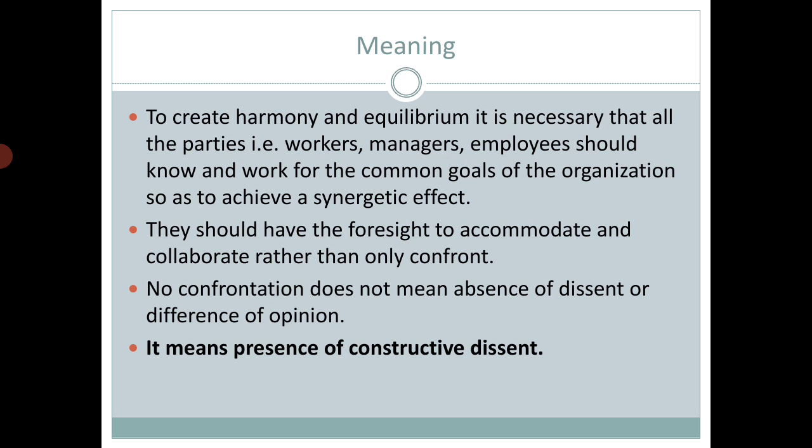Then, to create harmony and equilibrium, it is necessary that all the parties, that is, workers, managers, employees, should know and work for the common goals of the organization so as to achieve a synergetic effect. Synergetic effect. What is synergetic effect?